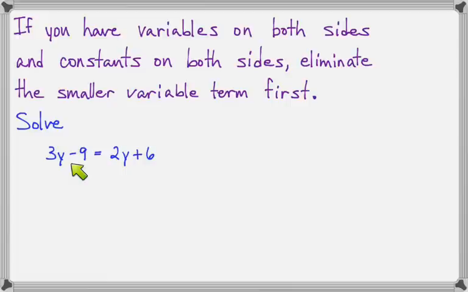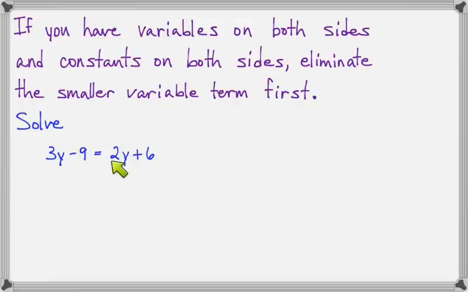3y minus 9 equals 2y plus 6. See, right now, neither side belongs to the y and neither side belongs to the constant. I have both kinds of terms on both sides of the equal mark. So in order to keep the signs as positive as possible, what I want to do is find the smaller variable term and make it disappear.